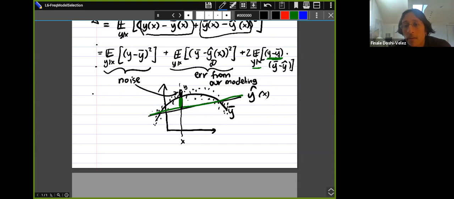Okay, and so that's a useful point. Over here, we have y minus y bar. Well, by definition, the expectation of y minus y bar is 0. So this whole term is going to be 0 over here. That's a little key, especially I think I remember seeing it for the first time: okay, this term goes away. The first term is noise, and the second one represents the error from our modeling. So this tells us what we can hope to do. The second term is the term that we're going to look at now in a little bit more detail.